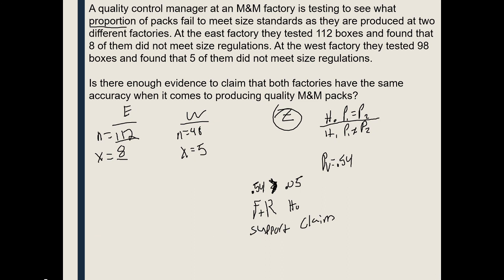So again, read your problems carefully so you know what type of test you're doing, because they're both going to have 2 samples and they both might sound very similar, but you're looking for keywords like proportion, average, and percent. Proportion and percent is a Z test, average is a T test.